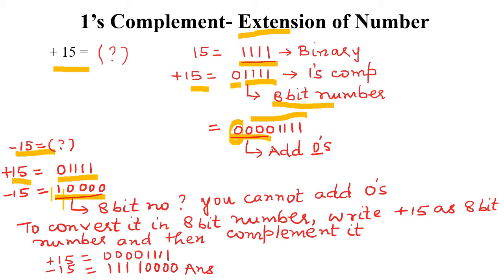टू कन्वर्ट इट इन 8 बिट नंबर, पहले प्लस 15 को राइट इट एज अ 8 बिट नंबर एंड देन कॉम्प्लीमेंट ईच एंड एवरी बिट ऑफ प्लस 15. For example, plus 15 is 4 zeros and 4 ones. So write here 4 zeros and 4 ones. To write minus 15, complement each and every bit. So corresponding to 4 zeros, we have 4 ones, and corresponding to 4 ones, we have 4 zeros. So minus 15 is 4 ones and 4 zeros.